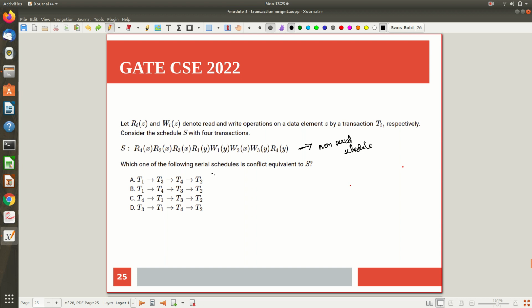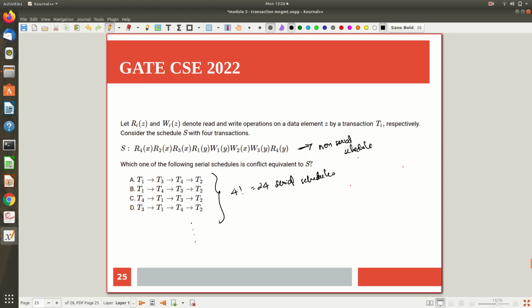Can you tell me how many such serial executions are actually possible? If there are n transactions, n factorial serial schedules are possible. Here I have 4 transactions, so 4 factorial, which is 24 serial schedules, are possible. Out of them some 4 options are given, and they are asking whether the given non-serial schedule is equivalent to any one of these 4 schedules, or any one of the 24 possible serial schedules. Anyway, as it is a GATE question, out of the 4 options one will be your answer, so we can hope so.